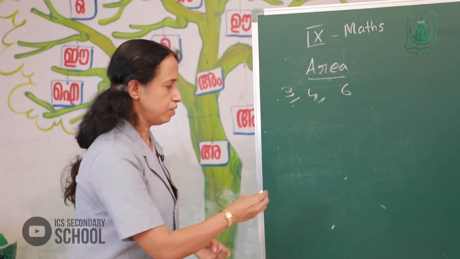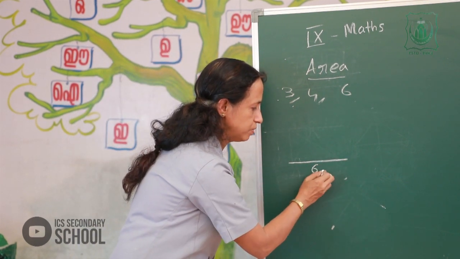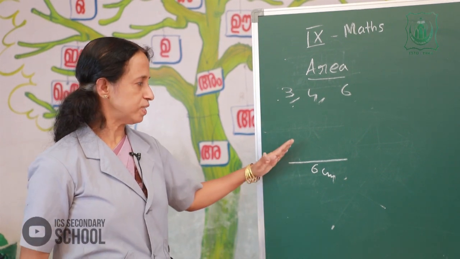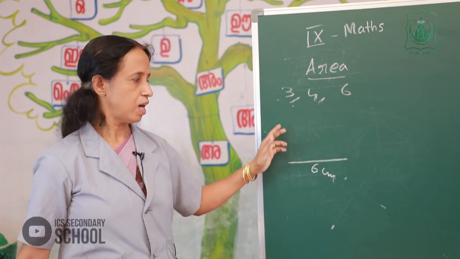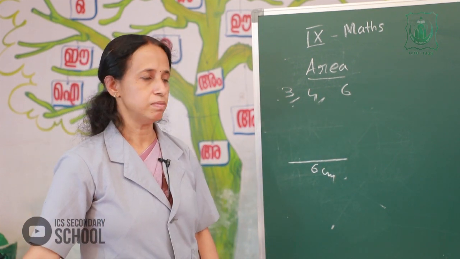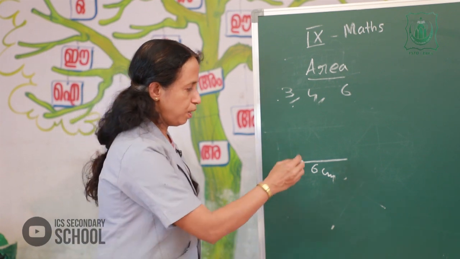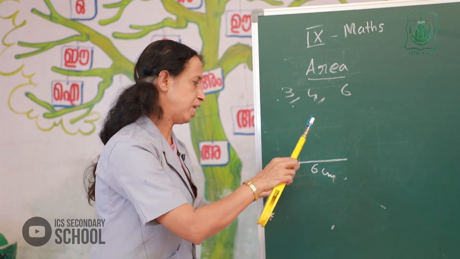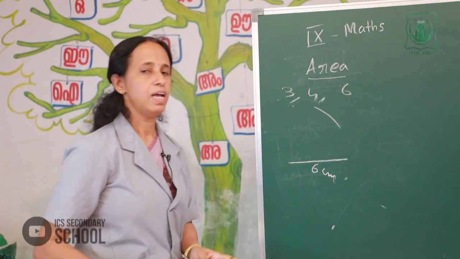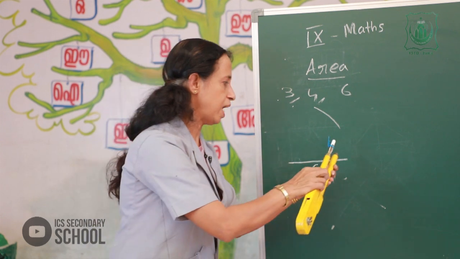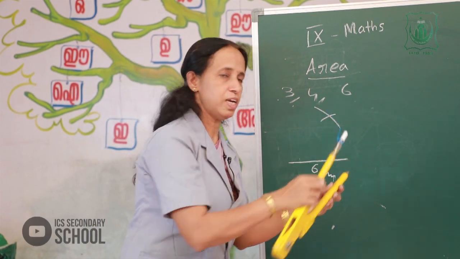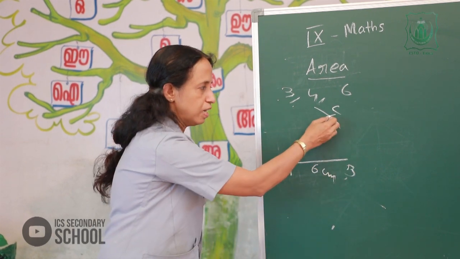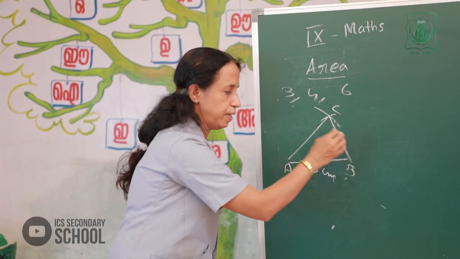Draw this in another way. First draw a triangle with a 6 centimeter base, and 4 centimeters and 3 centimeters as the other two sides. Measure 4 centimeters on the scale and draw an arc, and measure 3 centimeters and draw another arc. This is C. Connect C to A and C to B.